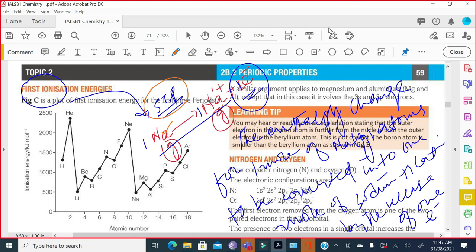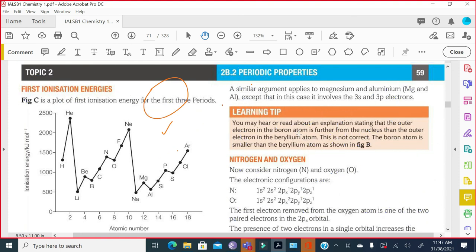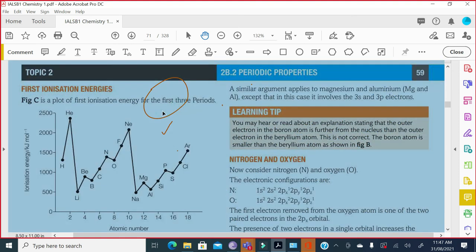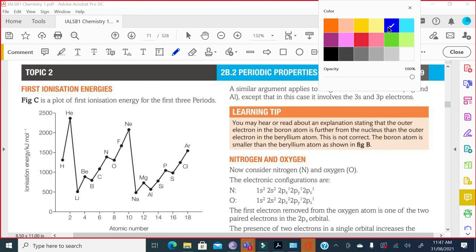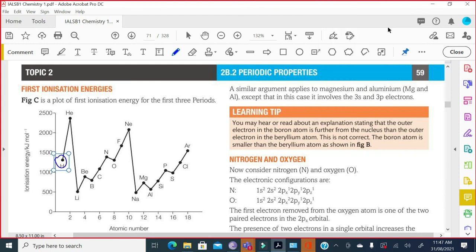Now we are going to compare and see the first ionization energy of all the elements across the period. So there's a graph given here right in front of you. You're going to focus on that graph and see how we are doing it. Look at the graph now. The graph is hydrogen losing 1 electron and helium losing 1 electron. You can see there is a rise between hydrogen and helium.